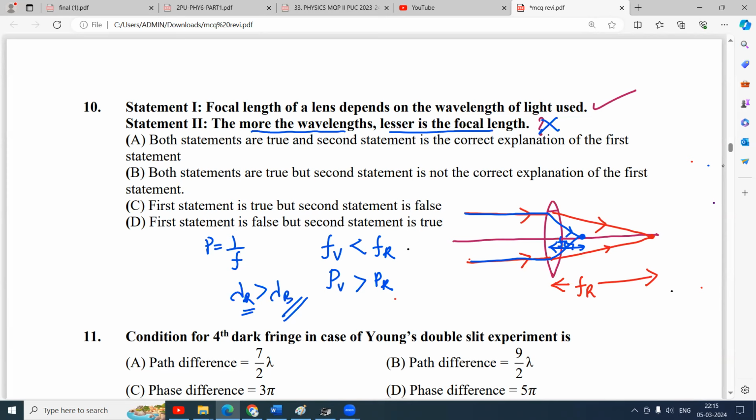It can never be the answer for the first one, like this. So focal length is more for a lesser wavelength. Sorry, is more for more wavelength, less for lesser wavelength. So I hope you have understood this one.